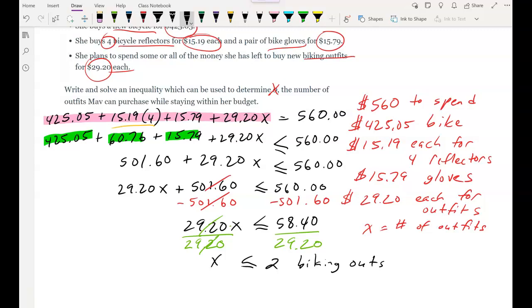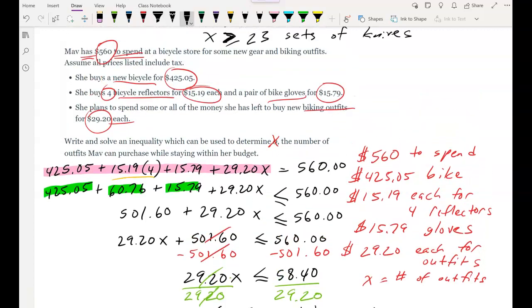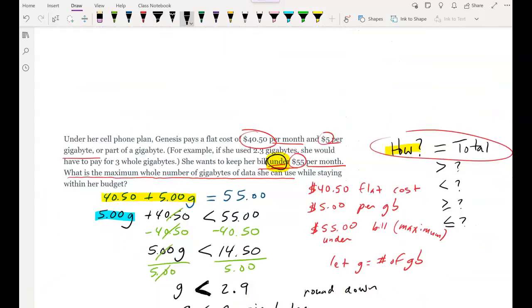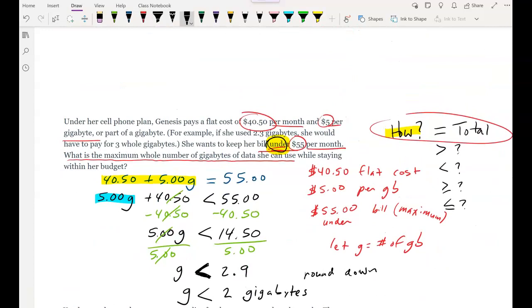Okay, I hope this helped you in the quest to be able to write an inequality and then solve it. Remember, you have to ask yourself on the how side versus the total, can the how side be more than or less than the total, or more than or equal to or less than or equal to the total? Those are the things you have to critically ask before you begin to solve your inequality.